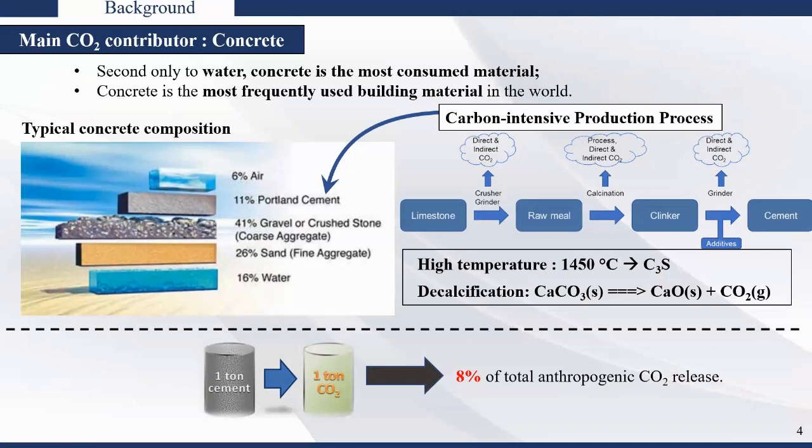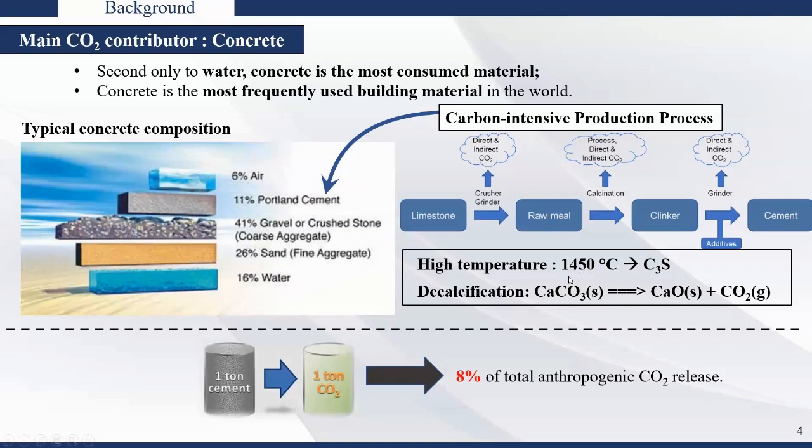Typical concrete has 6% air, 11% Portland cement, 41% coarse aggregate, 26% fine aggregate, and the rest is water. Among those ingredients, Portland cement is the most carbon-intensive component, for two reasons. First of all, we need high temperature to synthesize Portland cement. The major mineral phase in Portland cement is C3S, and we need 1400-1500 degrees C to get this phase. Although we already try to lower the temperature by adding different fluxing agents, that's the best we can do right now.